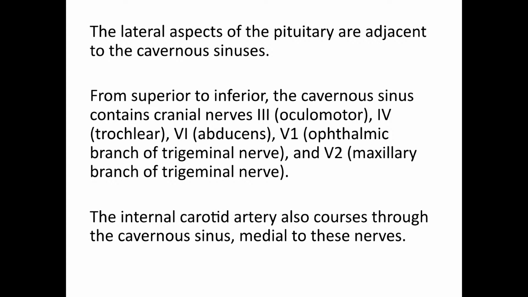So, the lateral aspects of the pituitary are adjacent to the cavernous sinuses. From superior to inferior, the cavernous sinuses contain cranial nerve 3, which is oculomotor, 4, which is trochlear, and 6, which is abducens. Also, the trigeminal nerve's first branch, which is ophthalmic, and second branch, which is maxillary. Also, the internal carotid arteries course through the cavernous sinus, medial to the nerves.